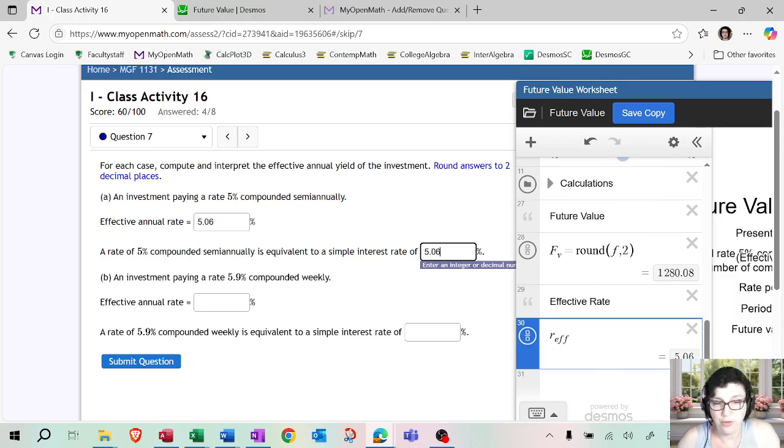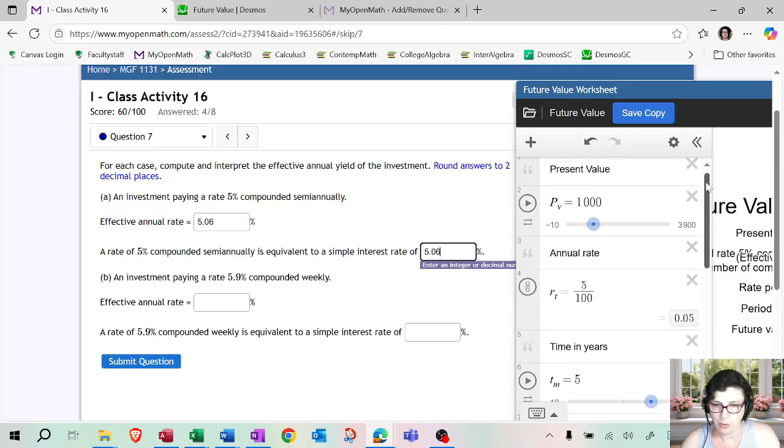So actually, if somebody offered you 5.1 simple interest, that would have been better because this one's effective annual yield is 5.06, which is smaller than 5.1. Okay, now let's take a look at this one. So this one's saying, okay, I'm offering you 5.9% rate compounded weekly. So what happens with that? So, okay, let's go back over here.